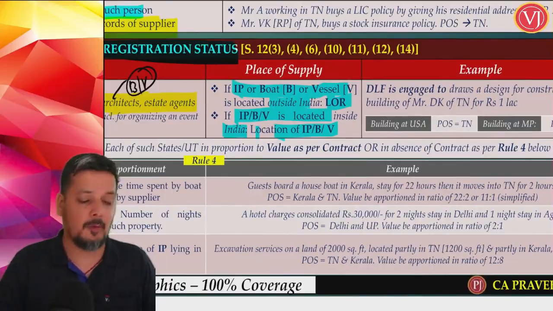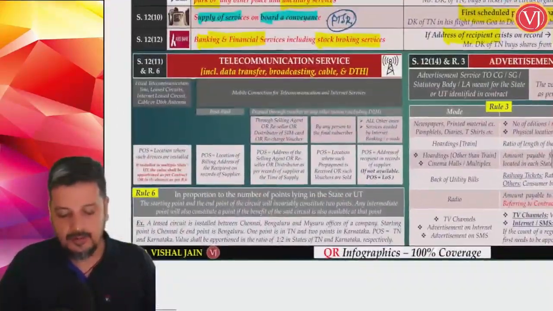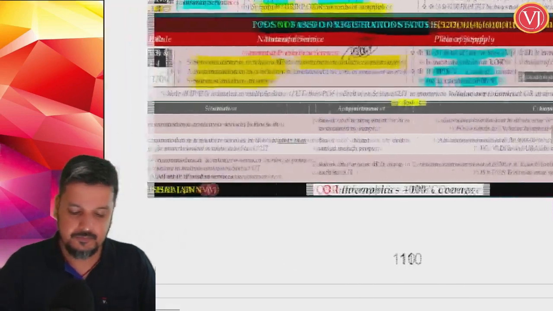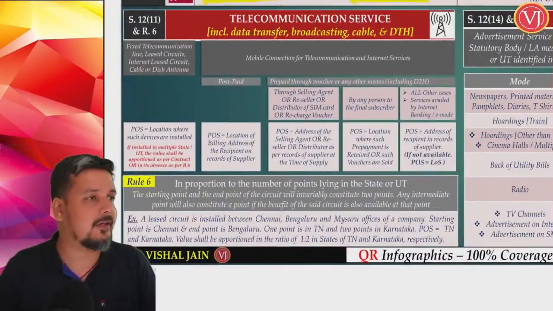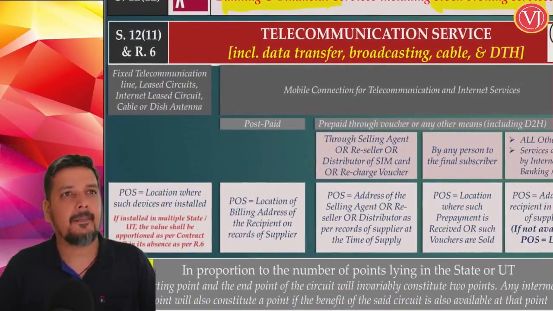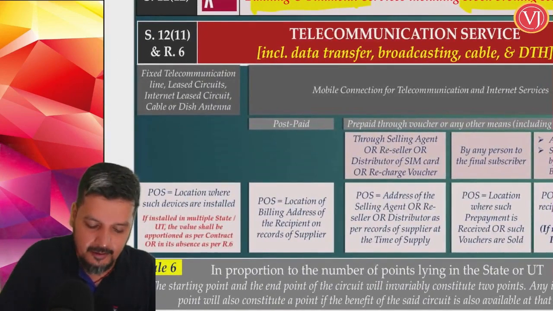Now, if you look at this entire chart, entire scenario, only two services are left out. What are the two services which are left out? They are telecommunication service and advertisement service to government. Telecommunication service, we'll see in a very simple way. Telecommunication service split into two parts: wire and wireless. One you're talking about wire and one you're talking about wireless.